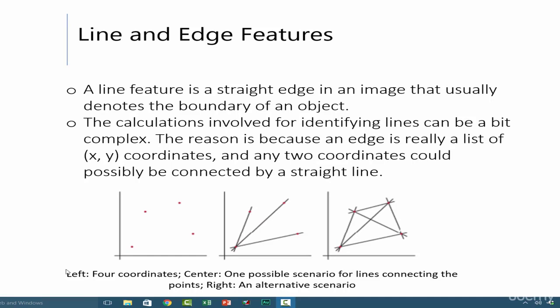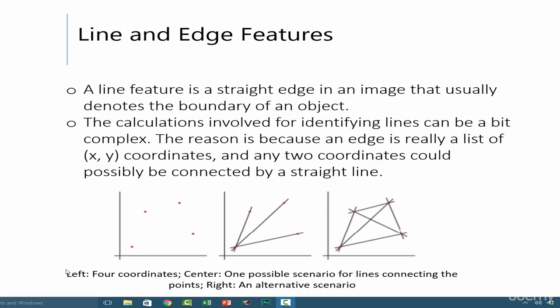Hi guys, in this lecture we're going to be talking about line and edge features. A line feature is a straight line or straight edge in an image that usually denotes the boundary of an object. The calculations involved for identifying lines can be a bit complex.